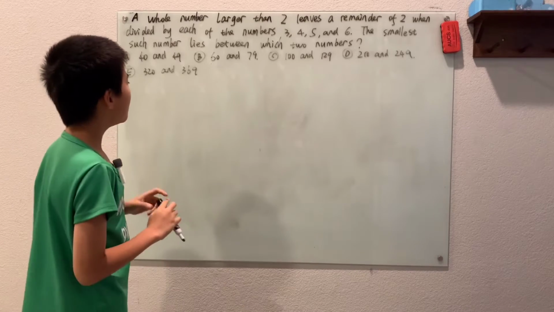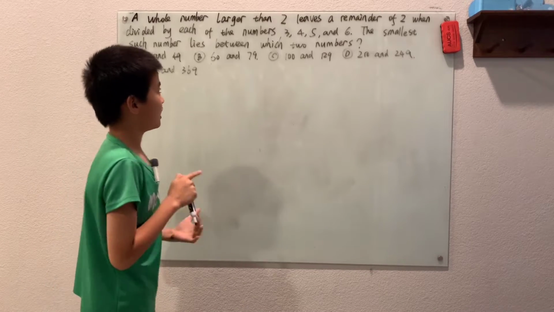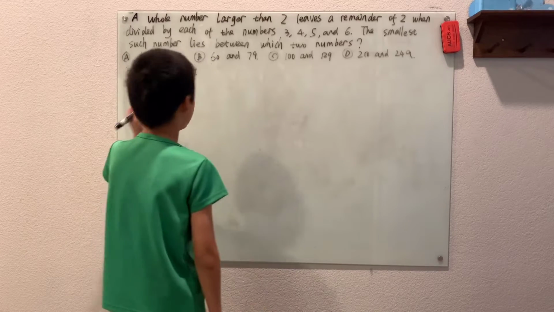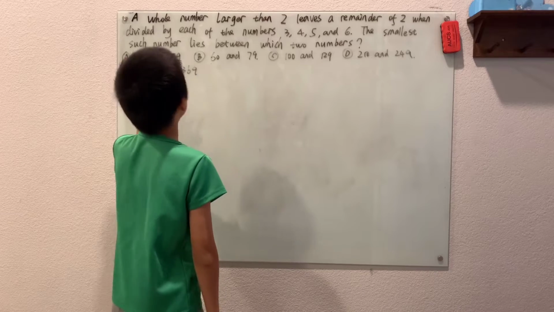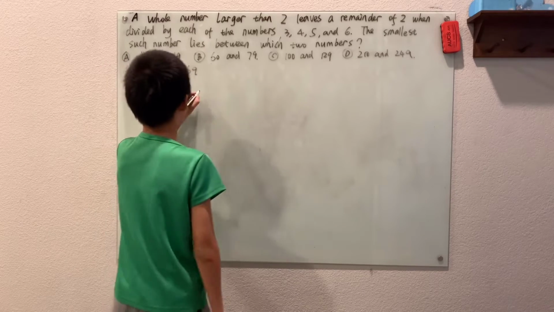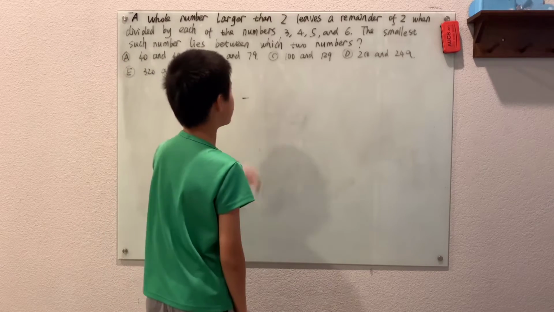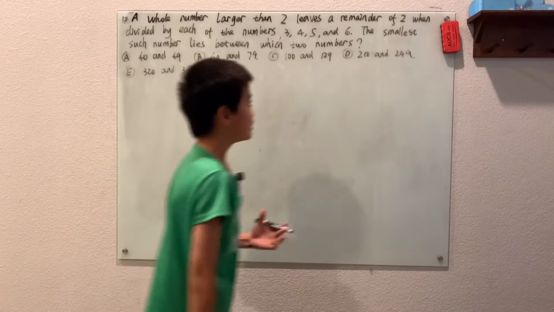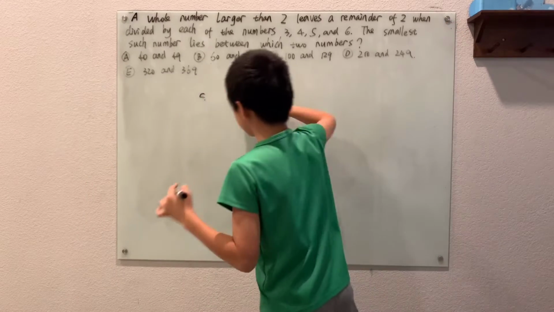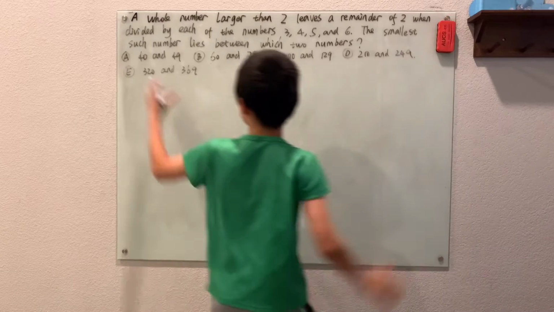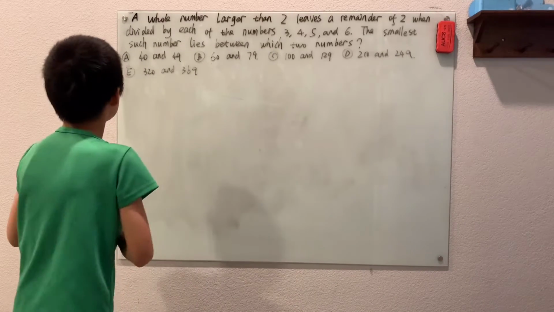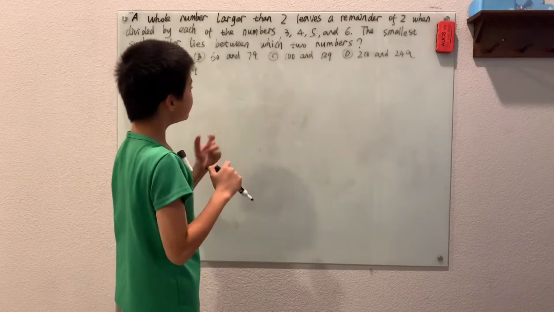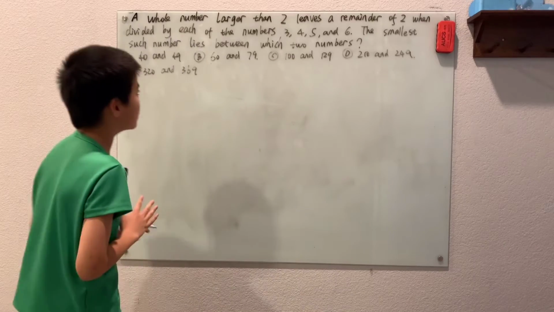Now, for this problem, instead of listing out numbers with a remainder of 2 when divided by 3, that's 5 and 8 and so on, and doing the same with 4, 5, and 6, that takes way too long. And as you can see, this is multiple choice, so it's probably on a test as well. So let's see what we can actually do here.